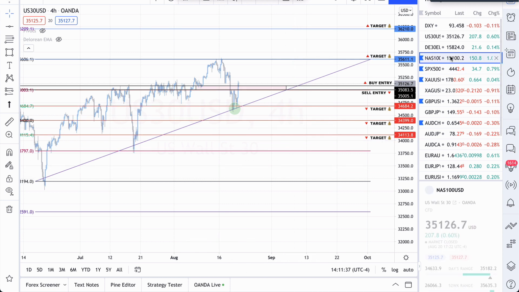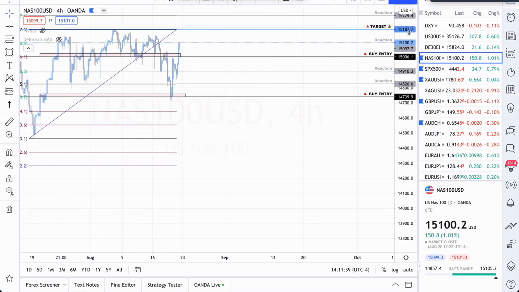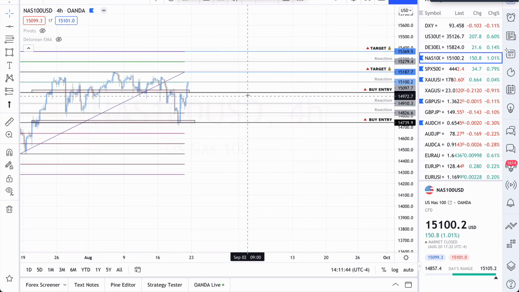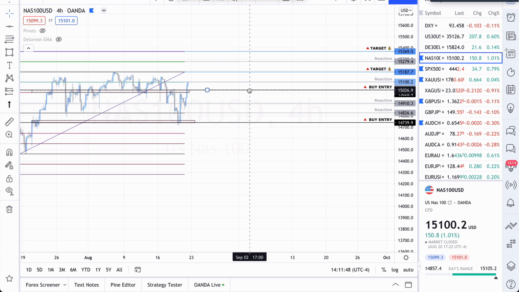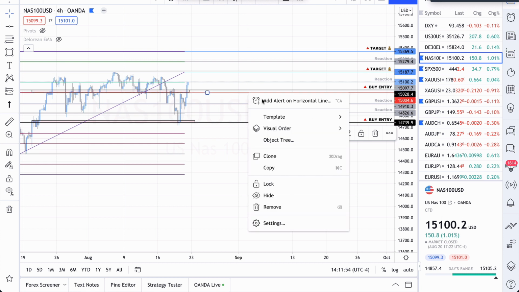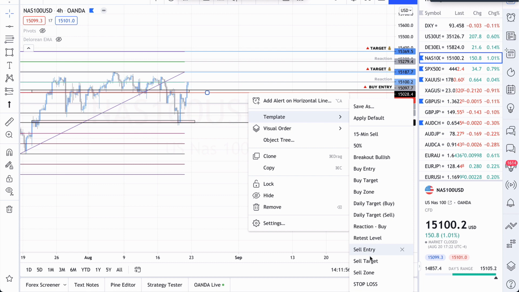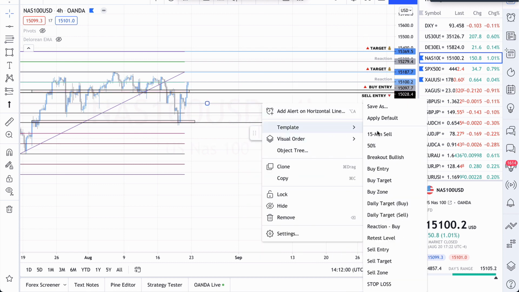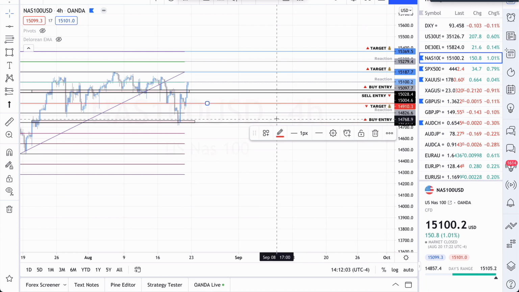All right, Nas already marked up. Bring that here. This is a sell entry. These are targets.